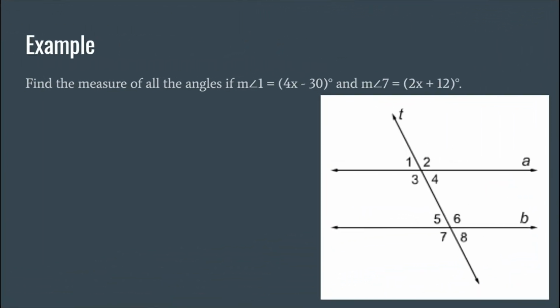Okay, so let's try this one here. We're going to find the measure of all the angles if the measurement of angle 1 is 4x minus 30 and angle 7 is 2x plus 12. They're on opposite sides here, but we know that angle 1 and angle 5 are corresponding angles. We also know angle 7 and angle 3 are corresponding angles. So if we use any of these two pairs here, we know that they're supplementary angles. If we add these two together, they should add up to 180 degrees. So from this we can solve for x.